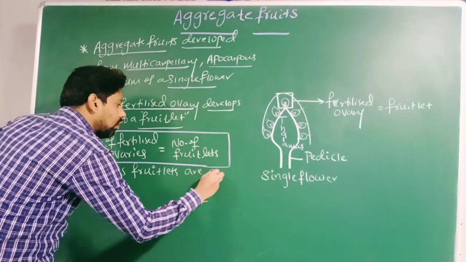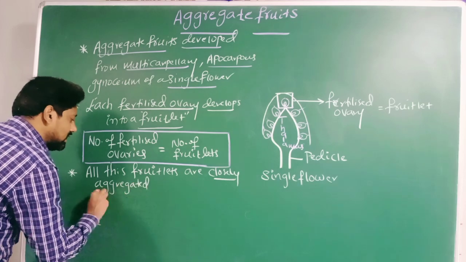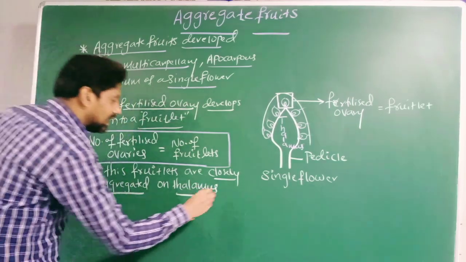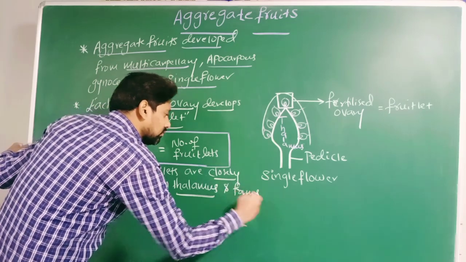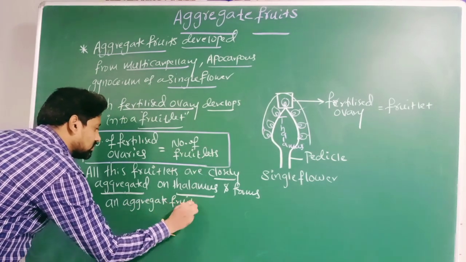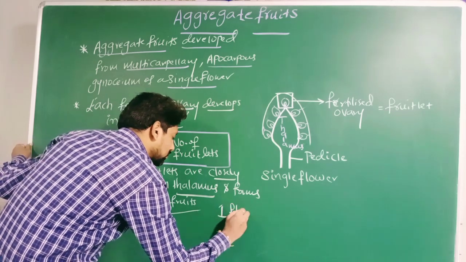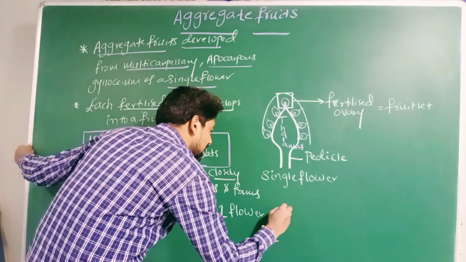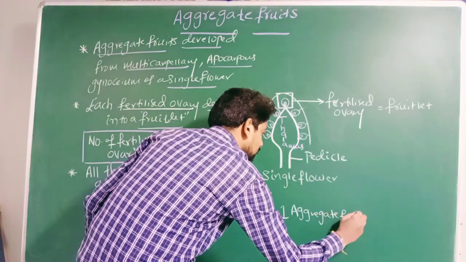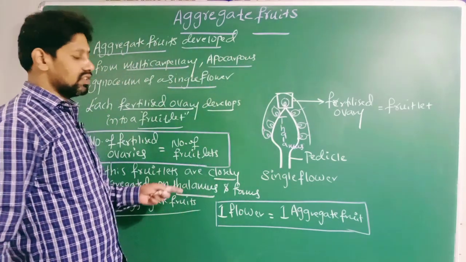All these fruitlets are closely aggregated on the thalamus and form an aggregate fruit. How many aggregate fruits does it form? One aggregate fruit. Therefore, one flower develops into one aggregate fruit. Therefore, the number of aggregate fruits is equal to the number of flowers.